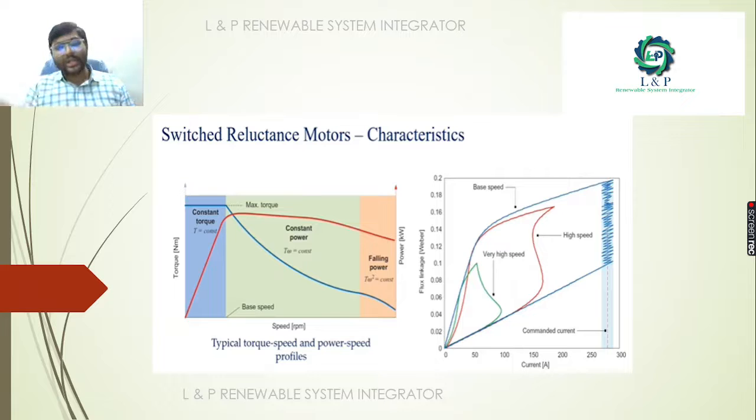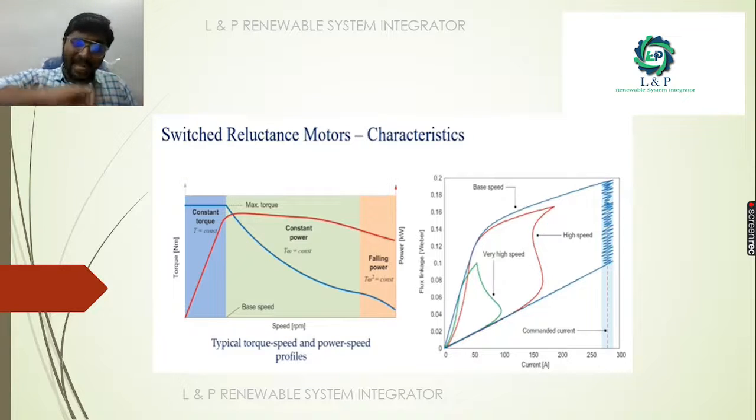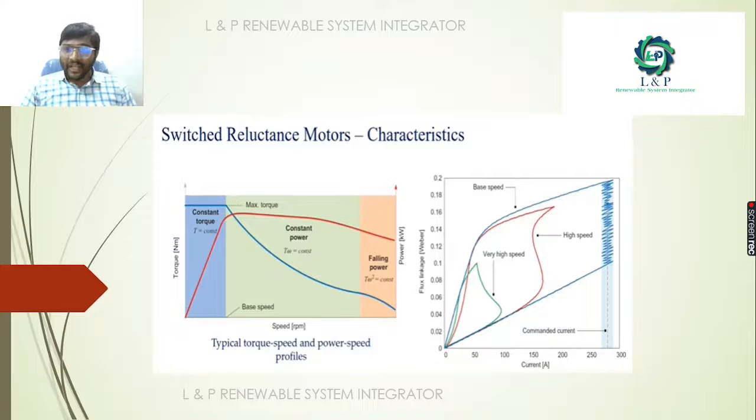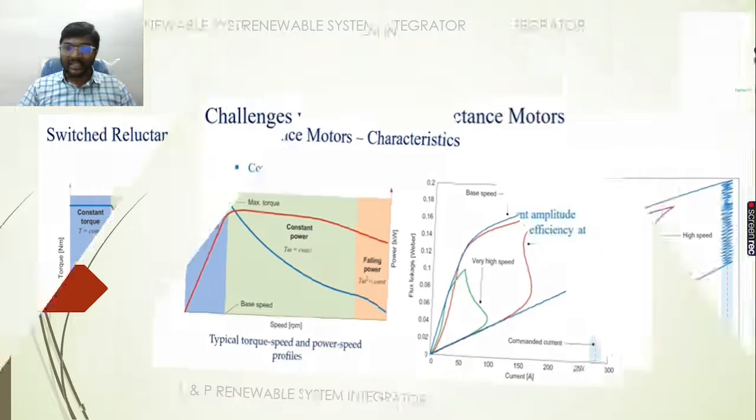So when we try to draw the graph of this switched reluctance motor characteristic, between the speed and the torque, the torque is trying to achieve the maximum position. After a particular speed, it is trying to maintain a constant power, and after that it is trying to fall. And when we try to draw the graph between the current and the flux, same like a hysteresis loop, the graph waveforms will get established in the switched reluctance motor.